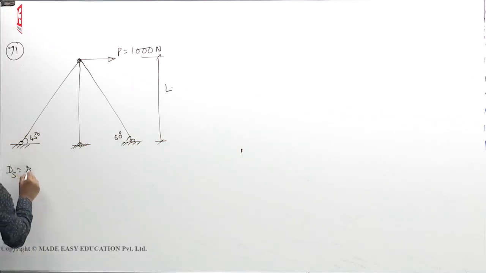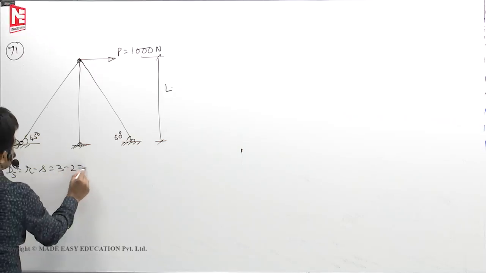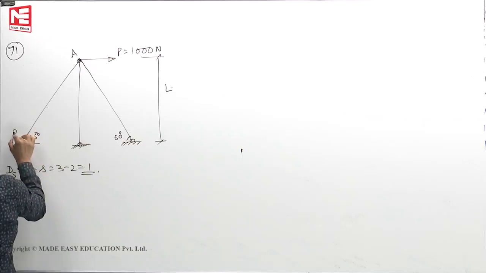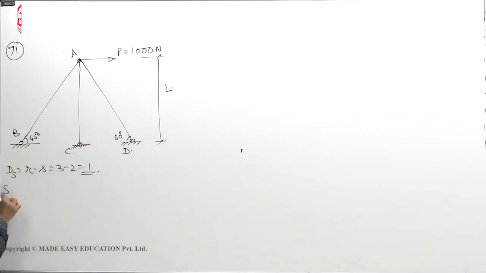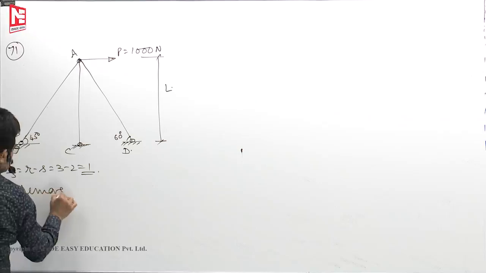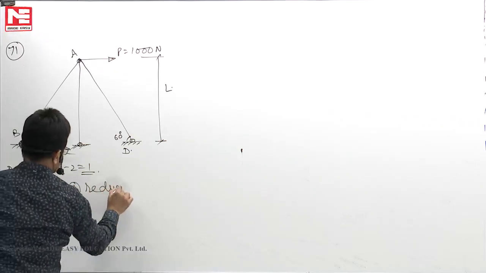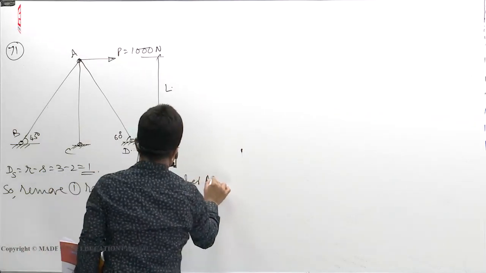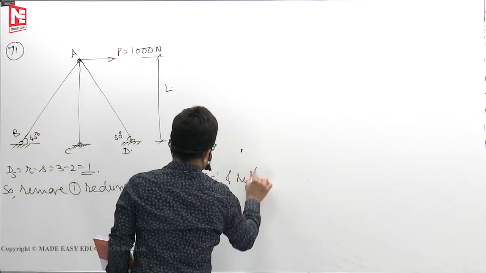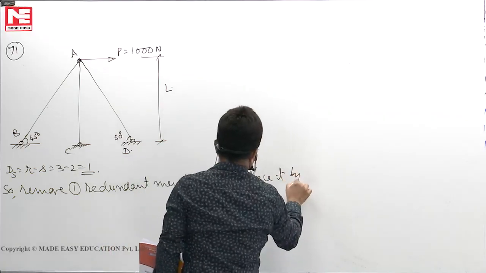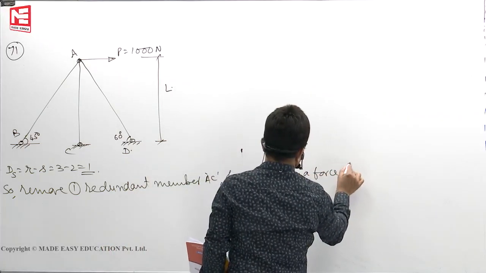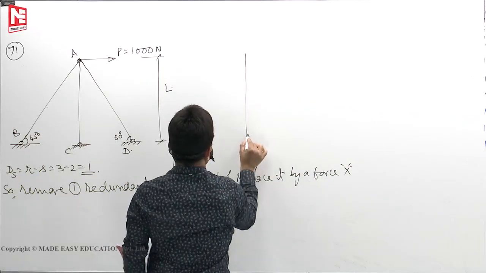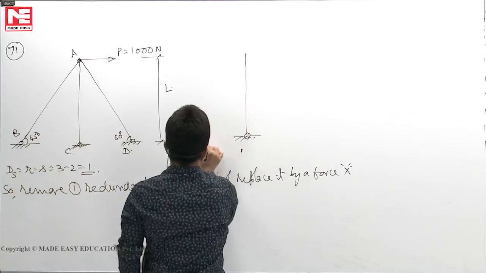So static indeterminacy is R minus S, 3 minus 2, 1. So let us say the points are A, B, C, D. Remove one redundant member AC and replace it by a force X. Then that will look like this. This we are removing, we will remove that hinge here.